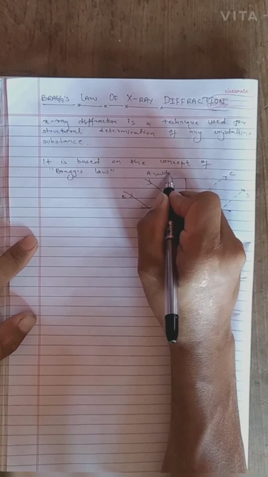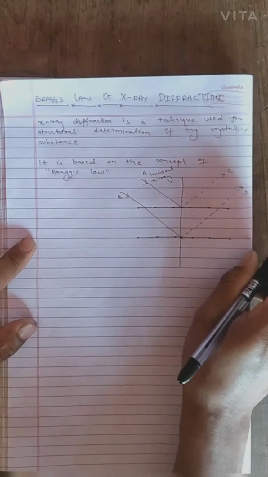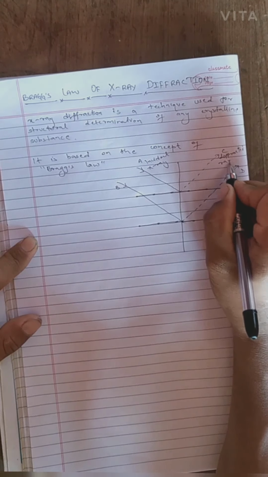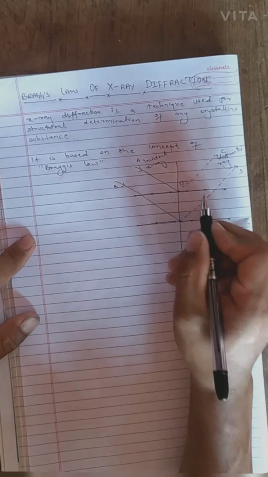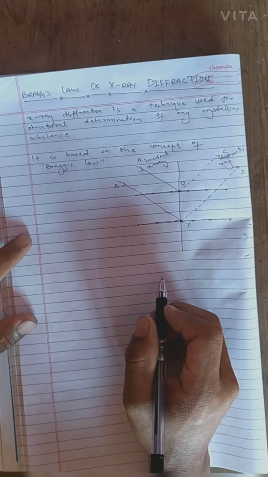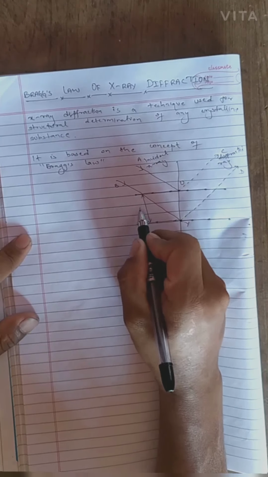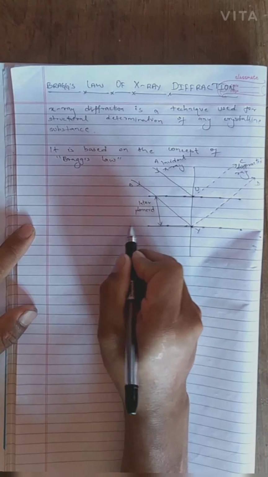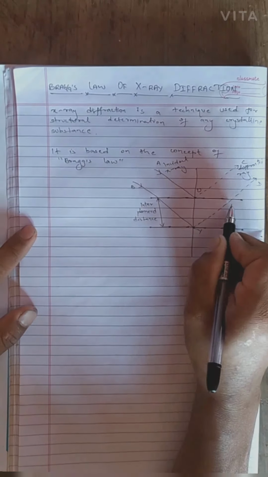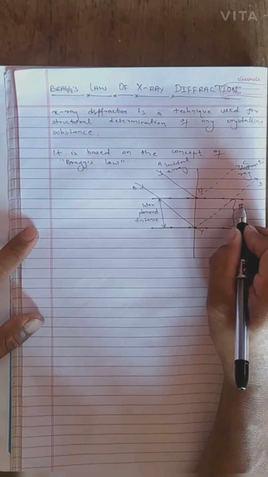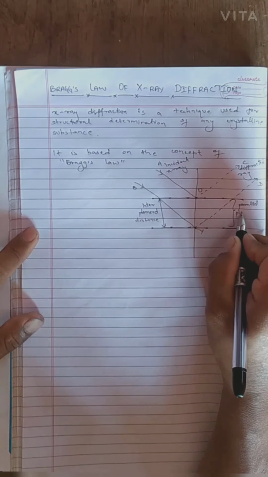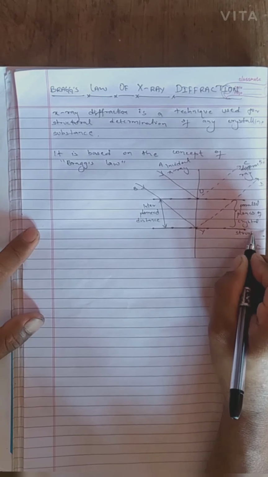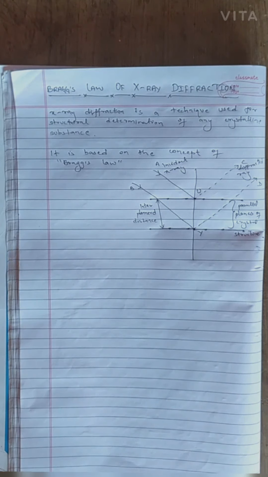This is our incident X-ray, and this is the diffracted ray, and this point is O, this point is Y, and this distance is denoted by d, the interplanar distance, and these are the parallel planes of the crystal structure. So this is the diagram.